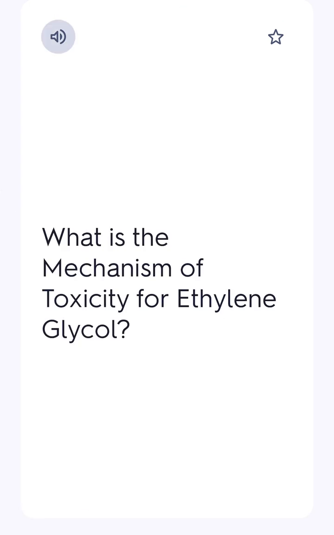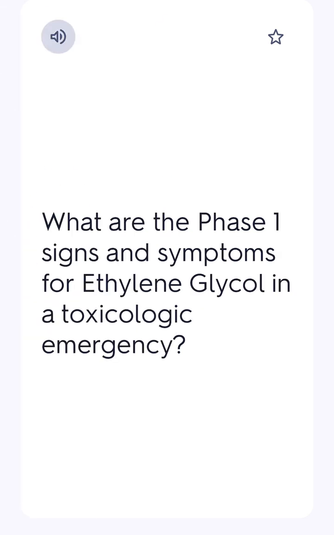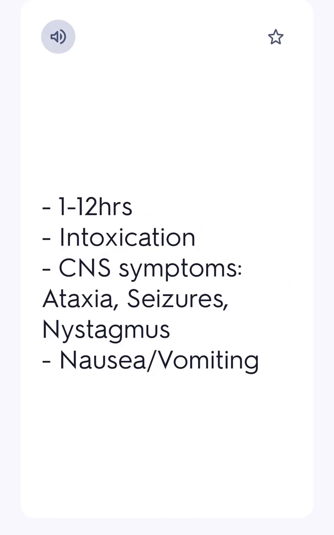What is the mechanism of toxicity for ethylene glycol? Toxic metabolites are formed causing acidosis and renal damage. Signs and symptoms will not appear until 6 to 12 hours after ingestion. What are the phase 1 signs and symptoms for ethylene glycol in a toxicologic emergency? 1 to 12 hours, intoxication, CNS symptoms, ataxia, seizures, nystagmus, nausea/vomiting.